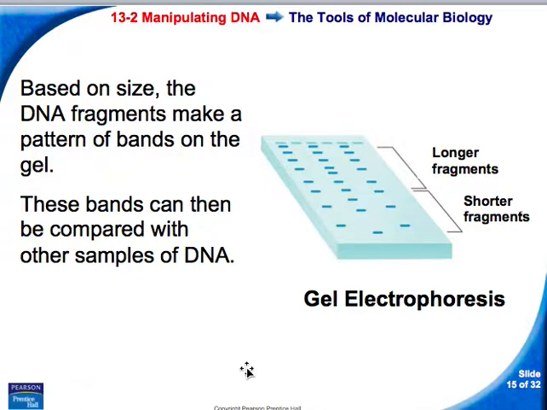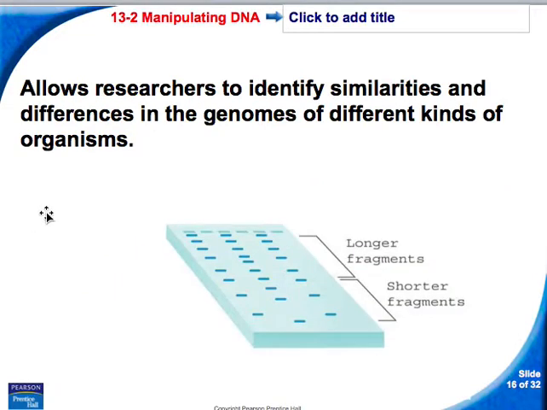So, because of that, when you take a look at the gel electrophoresis, you can see that the shorter fragments are farther from the beginning, and the longer fragments, ones with more mass, are up here closer to the beginning. From this, you can see a bunch of strands, or these bands here. Right? We then use and compare these bands to other samples' DNA to gather information from them, to see if they're the same DNA, etc. Now, researchers then can use, like I said, these similarities and differences in the genomes of different kinds of organisms to see how closely related they are, etc.